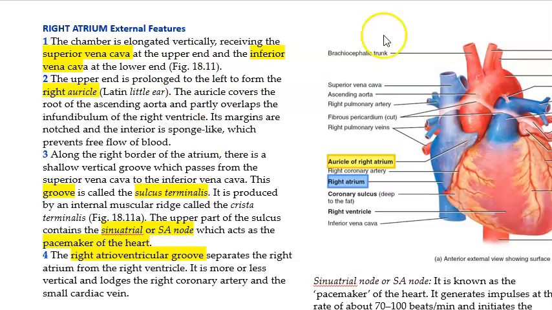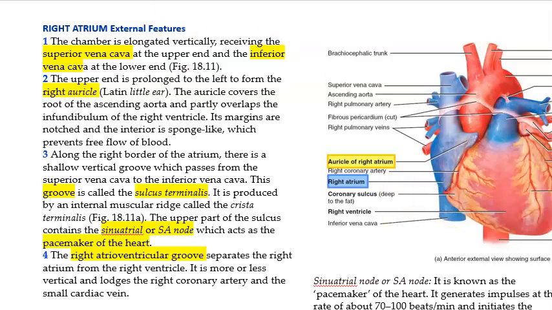In the external features, you have read that here you have the right auricle, correct? You see this extension here, you have the right auricle here. Then you have a muscular ridge between the superior vena cava and the inferior vena cava, the crista terminalis, which lies in a groove called the sulcus terminalis, where you have the SA node, correct? So this muscular band could also be one reason for the thrombus to form.